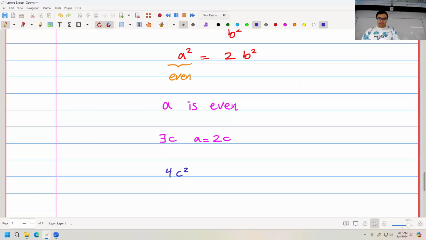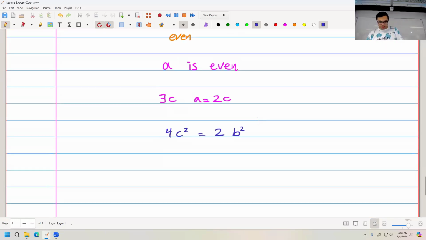Right? And 4c squared is equal to 2b squared. Now I can cancel 2 from both sides, and I get that 2c squared is b squared. Oh, look at this. B squared is now even. And if b squared is even, that means that b is even. Okay, so what does that mean? That means that there exists some other number, let's call it d, such that b is 2d.